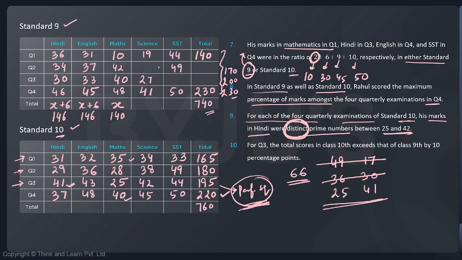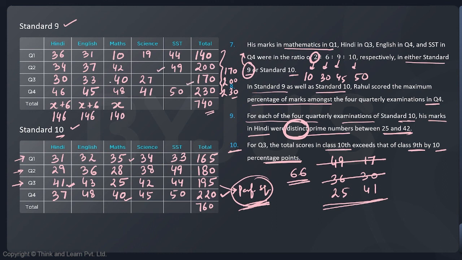The only figures left are these two figures now, which we have to fill up. Look at statement 10. For quarter 3, the total scores in class 10th exceed that of class 9th by 10 percentage points, right? Class 10th is 195 in quarter 3. It should be 10 percentage points more than quarter 3 of class 9. So this should be 170, such that the difference is 25. And as I told you, 25 means 10 percentage points because each quarter is out of 250. So this would automatically become 200 and I'll get this number from here. I'll get this number from here.